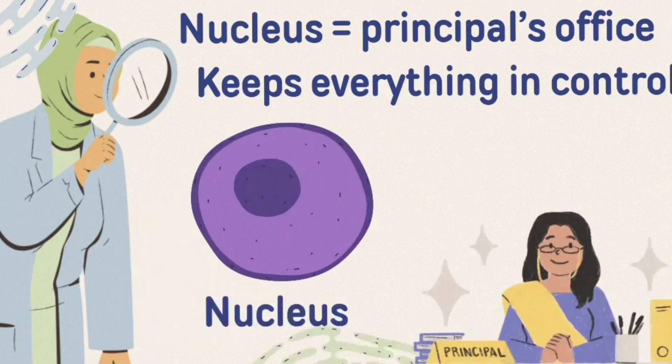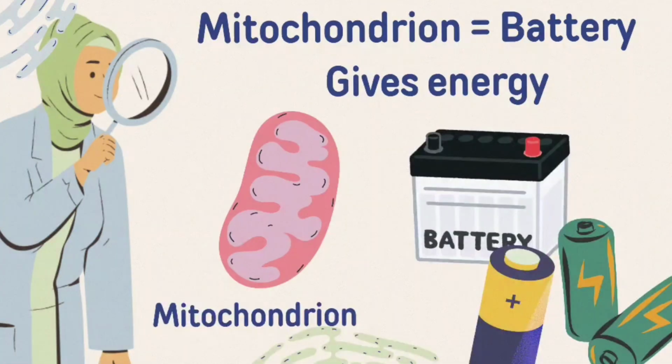The nucleus is like the principal's office. Just like the principal takes all the big decisions and manages the school, the nucleus controls all the activities of the cell. It's also the place where important information is stored, just like the principal keeps all the school's important records and rules.